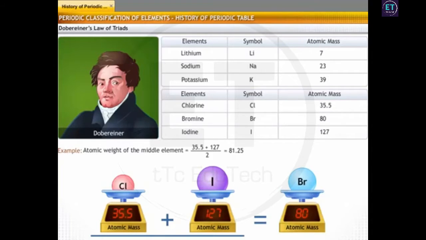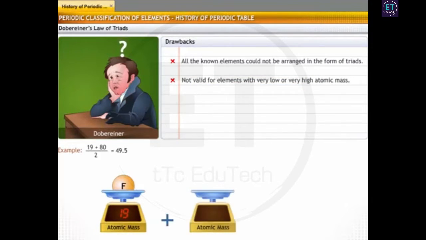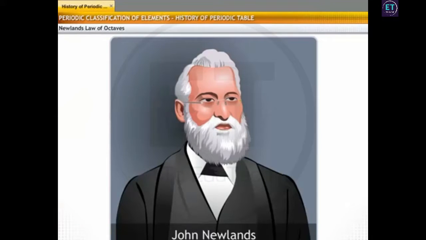While this law worked for some elements, it was not a success because all the known elements could not be arranged in the form of triads. The law did not hold good for elements with very low or very high atomic mass. For example, the arithmetic mean of the atomic masses of fluorine, 19, and bromine, 80, which comes to 49.5, varies significantly from the atomic mass of chlorine, which is 35.5. Since Döbereiner's law could not successfully group elements, the attempts at classification continued.